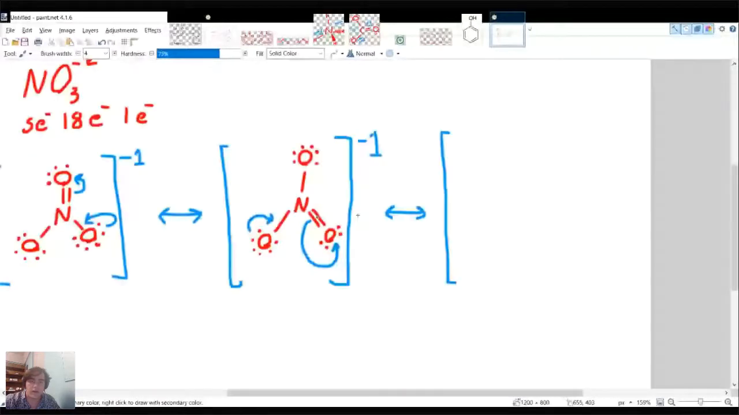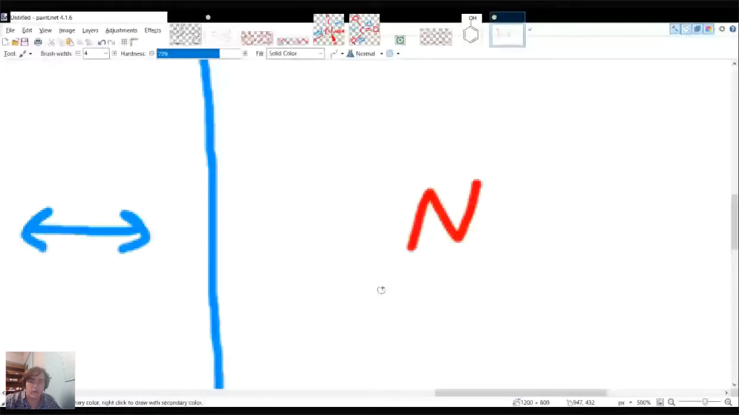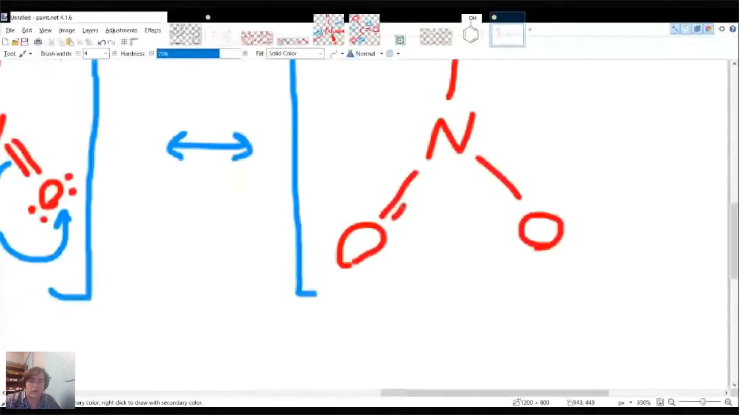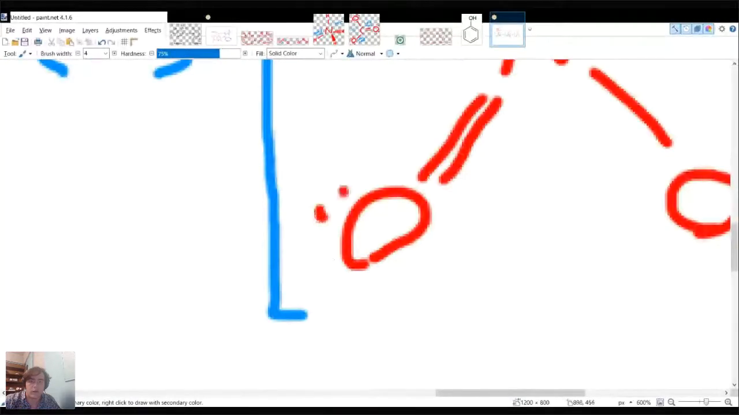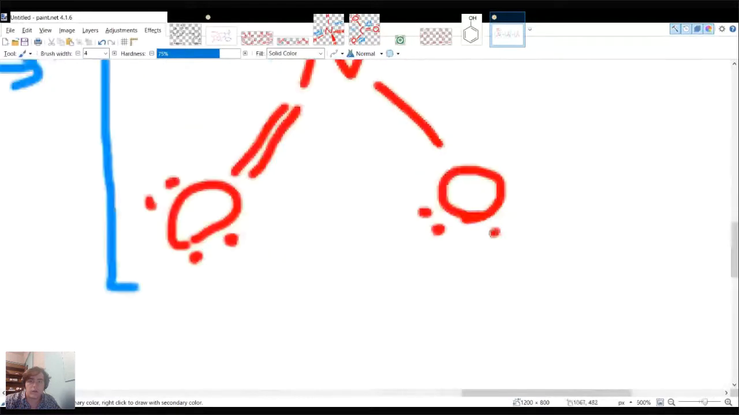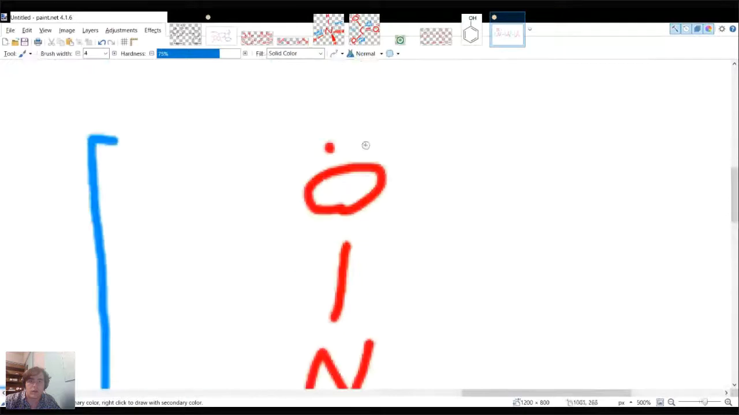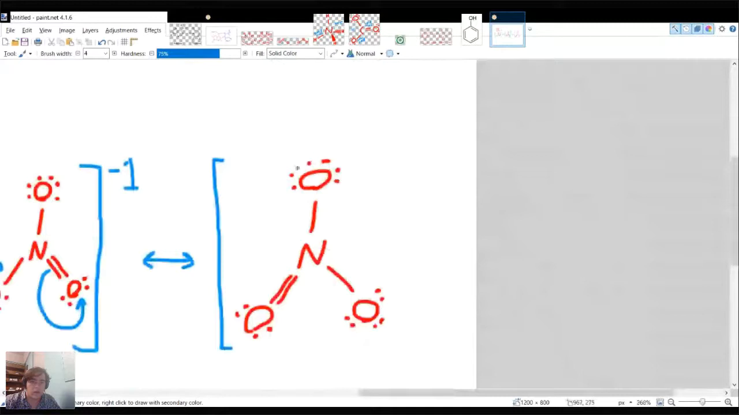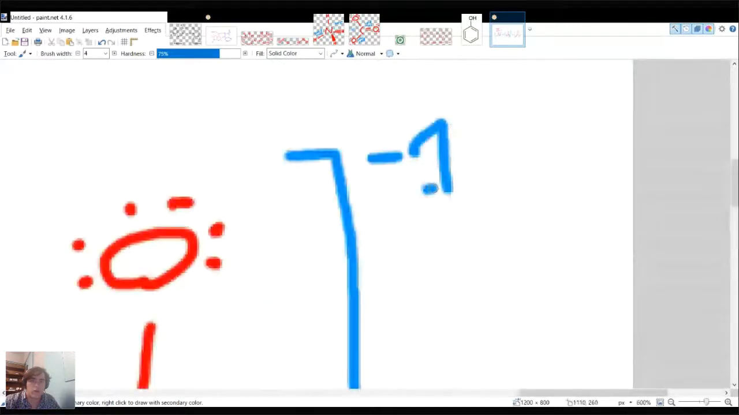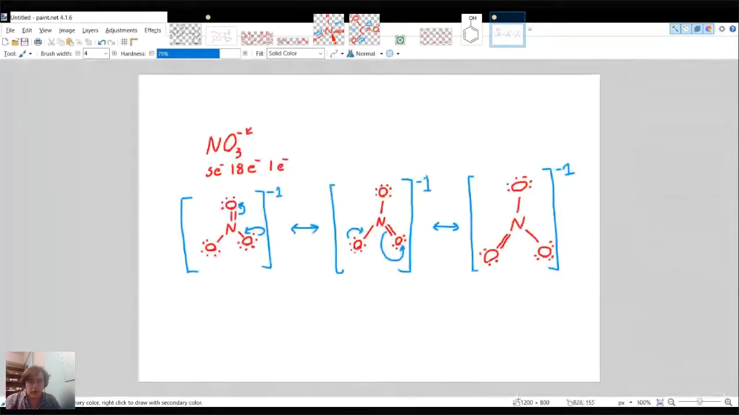And now you have nitrogen, oxygen, oxygen, oxygen, and now this oxygen is a double bond with 2 lone pairs, 3 lone pairs on this one, and 3 lone pairs on this one. And that has a -1 charge.